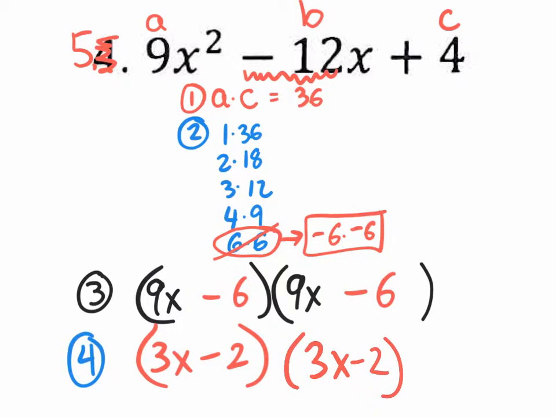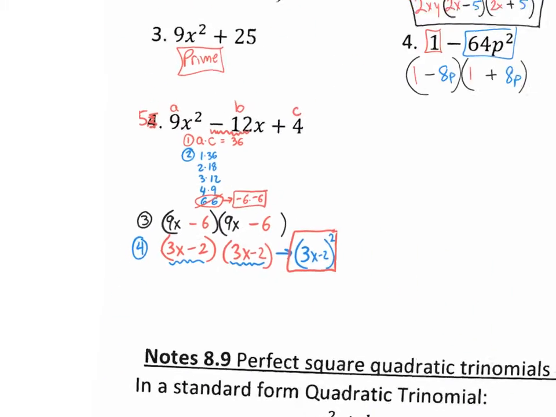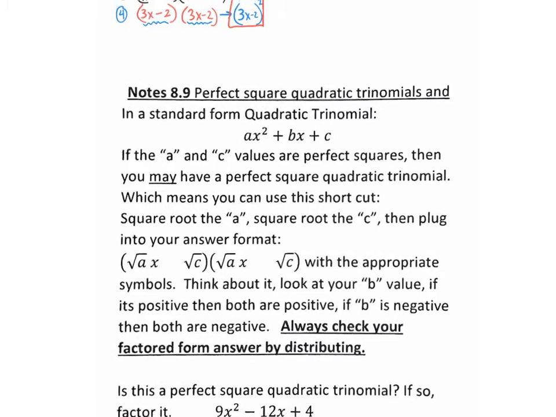And just for the record, whenever you do have the same exact binomial times the same exact binomial, it could be rewritten as a single binomial, 3x minus 2 to the second power. Sometimes they do that in multiple choice tests. Just wanted to let you know about it. Anyway, we're moving on to today's section.